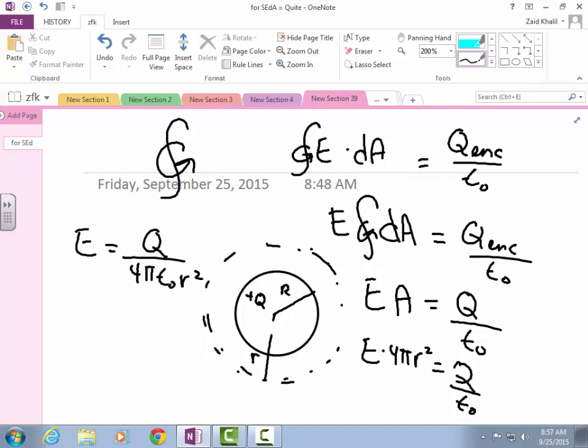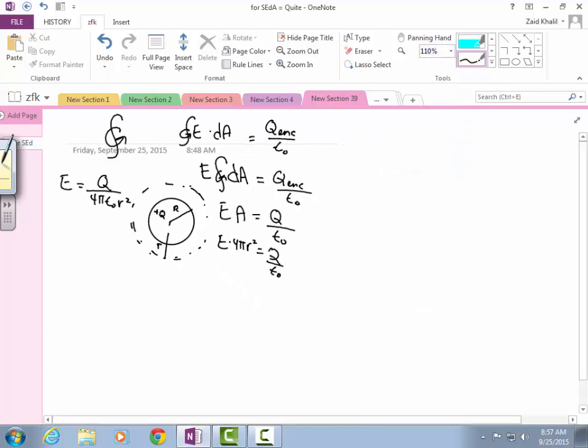If you're looking inside, what do we do? So what do we have? The electric field is equal to 1 over 4 pi epsilon naught times q over r squared for what region? What region did we just evaluate? r greater than or equal to big R.